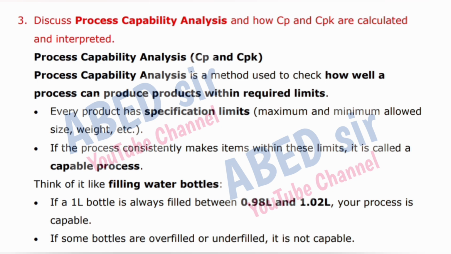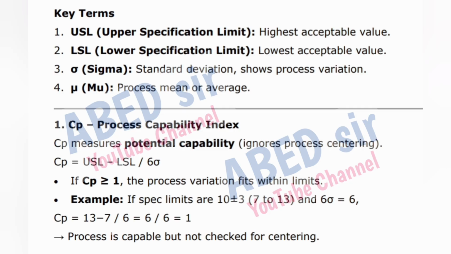Think of it like filling water bottles. If a 1-liter bottle is always filled between 0.98 liter and 1.02 liter, your process is capable. If some bottles are overfilled or underfilled, it is not capable. Key terms. 1. USL, upper specification limit, highest acceptable value. 2.